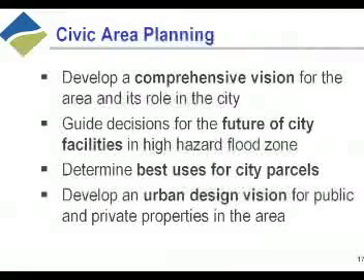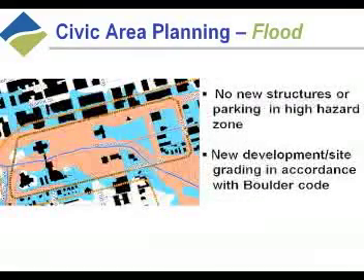The civic area planning process is about establishing a comprehensive vision for the site, and it's also a decision-making tool for the future of the city facilities, which are located in the high hazard flood zone, which we'll talk about briefly later on. And then it's also to determine, with some developable land, both for open space, for buildings and parcels, what are the best uses for the city to focus on, and then establish a new urban design vision for that whole area, and specifically for the public realm and to some extent the private development.